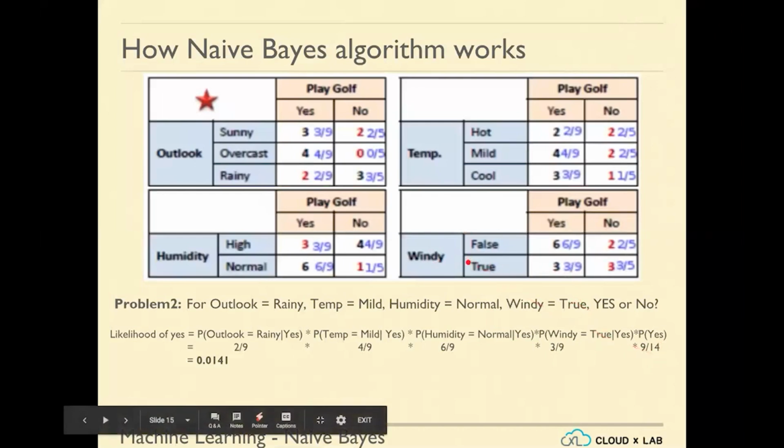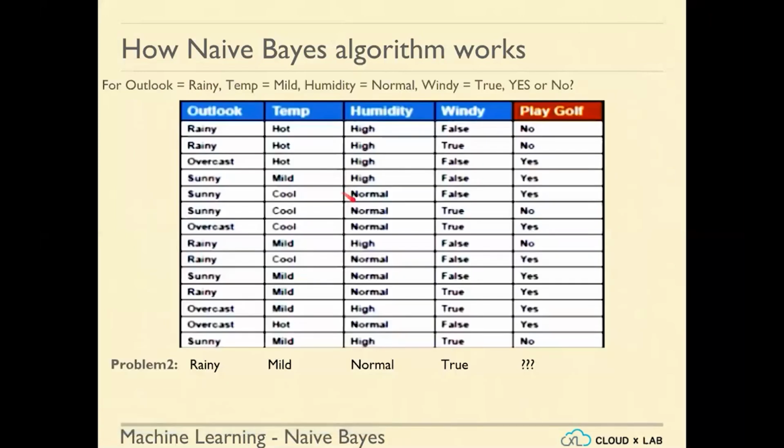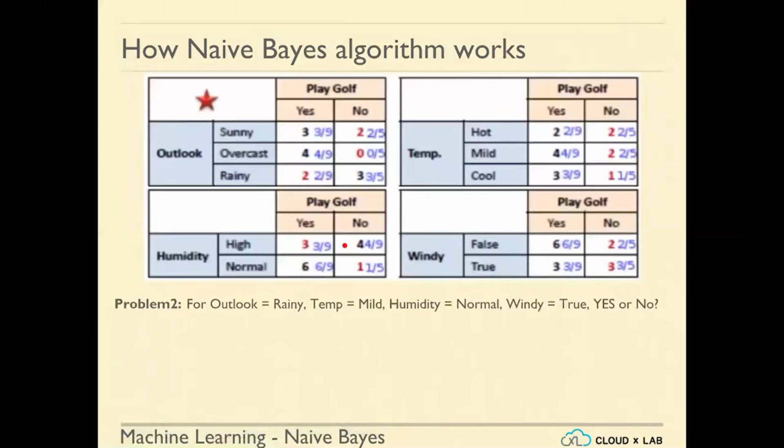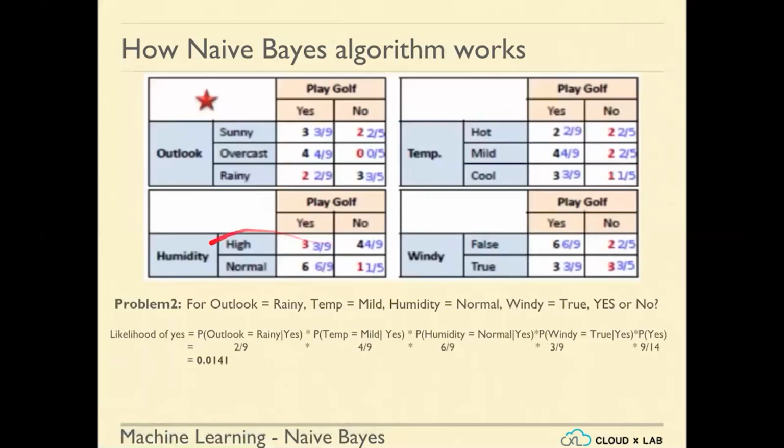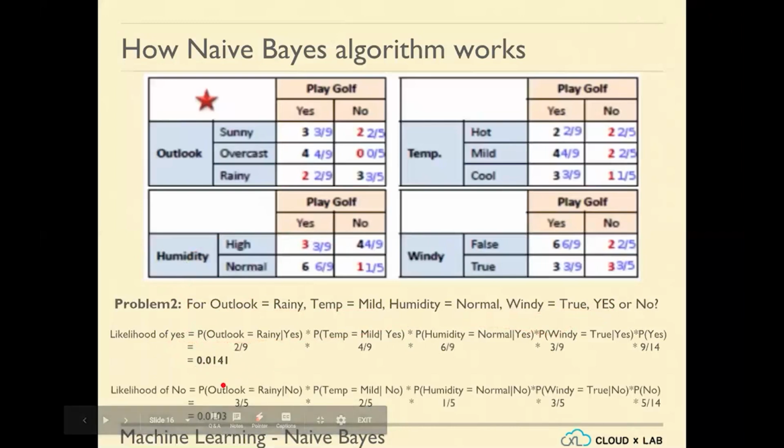What is the probability of yes? 9 by 14, right? So that's the overall probability. You can take a look at this one. How many times the game was played overall? That's what we are multiplying there. So given these conditions, the likelihood of yes is 0.014. And what is the likelihood of no?